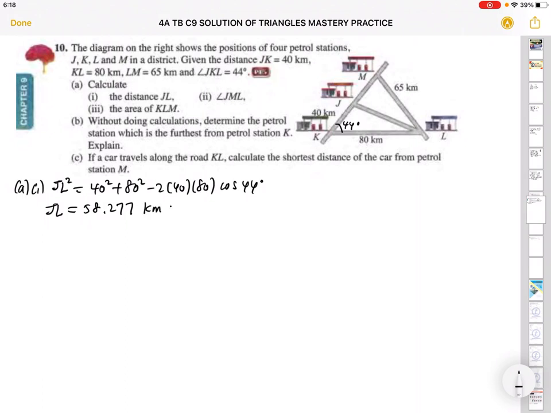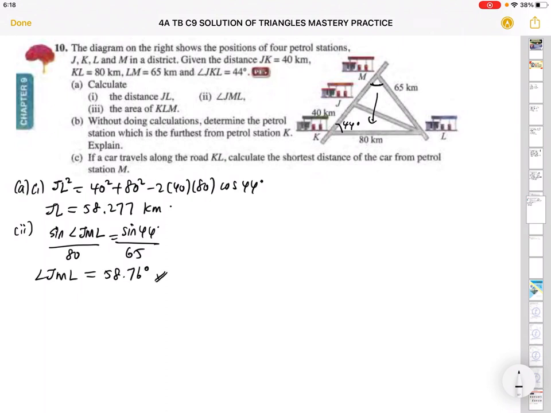Second part, I want to find angle JML. JML is over here, right? I need more information. Let me see. Do I have everything? Yeah, I have. Actually, I can write sine angle JML divided by the opposite length 80 equals sine 44 divided by the opposite, 65. JML and KML are actually the same angle here. Use your calculator, 58.76. All right.